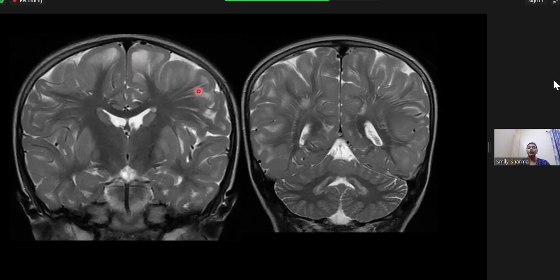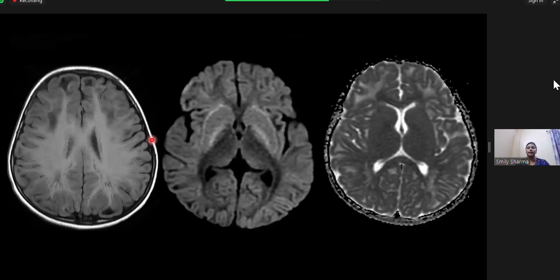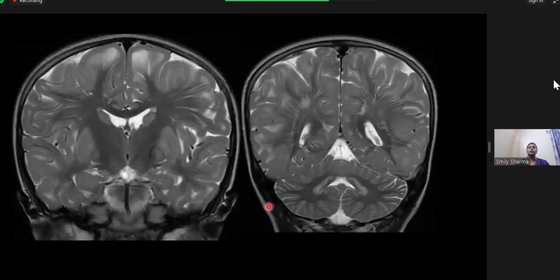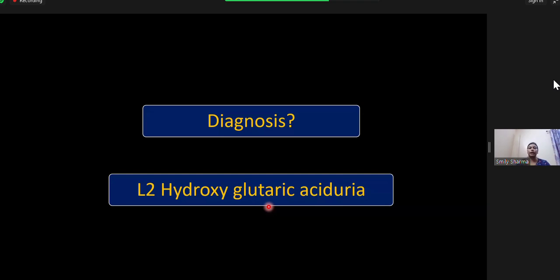We see subcortical involvement, and we see associated dentate involvement, and there is sparing of the central white matter. So the periventricular white matter and the corpus callosum in this case are characteristically spared, and usually the brainstem is not involved in these cases. And the involvement of dentate nuclei and putamen has been seen in almost all the cases. So this is a case of L2-hydroxyglutaric aciduria.